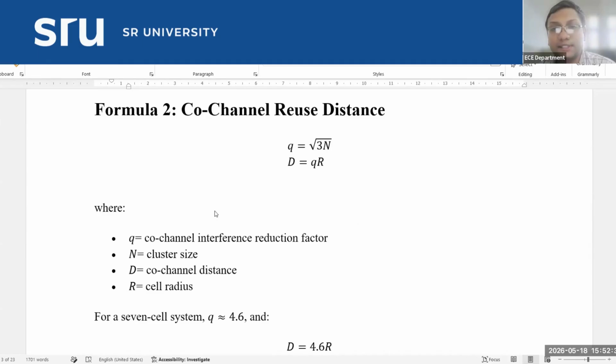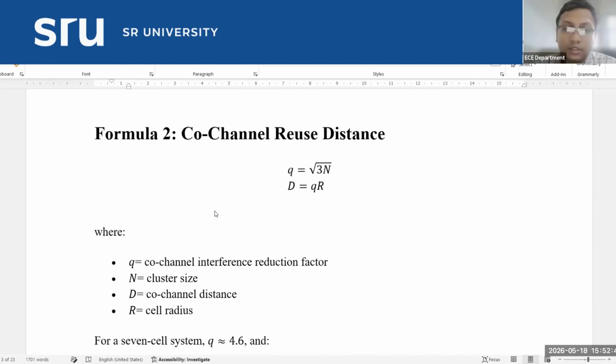Now co-channel reuse distance. The co-channel reuse ratio is Q equal to root over 3N, and D is equal to QR. These formulas we have already studied, but for the sake of this module, we are revising them. What is Q? The co-channel interference reduction factor. We have a detailed lecture on that. N is the cluster size, D is the co-channel distance, meaning the center to center distance between two co-channel cells, and R is the cell radius.